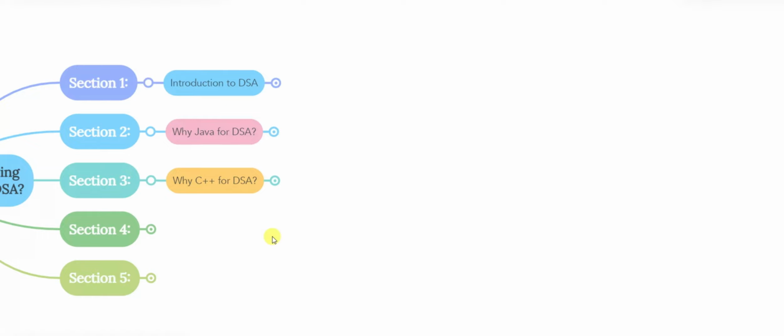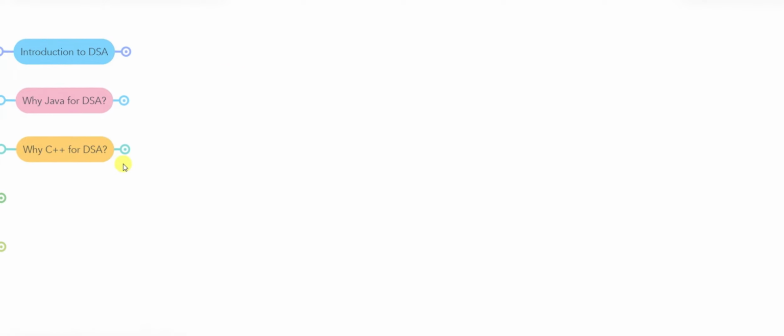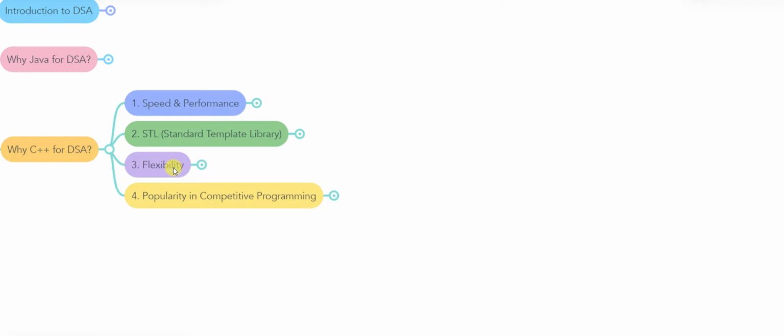Section 3. Why C++ for Data Structures and Algorithms, or DSA? Now, let's shift gears to C++. If you're looking for efficiency, this is the language many competitive programmers swear by. But why? Number 1, speed and performance. Number 2, standard template library. Number 3, flexibility. Number 4, popularity in competitive programming.